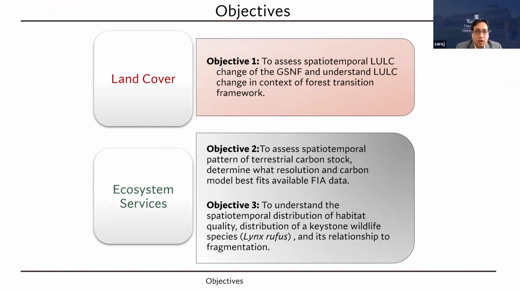There are three different objectives of this dissertation: to assess the spatio-temporal land use land cover change of the Greater Shawnee National Forest and understand land use land cover change in the context of the forest transition framework. Second objective is to assess the spatio-temporal pattern of terrestrial carbon stock, and determine what resolution and carbon model best fits available FIA data. The third is to understand the spatio-temporal distribution of habitat quality, distribution of keystone wildlife species, and its relationship to fragmentation.